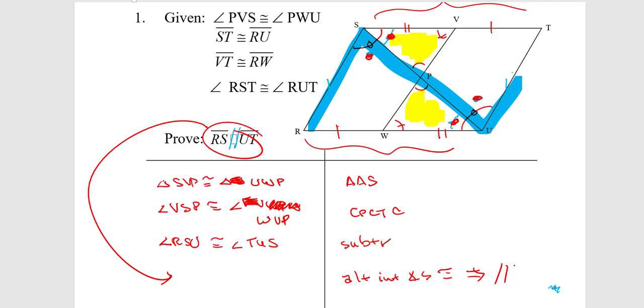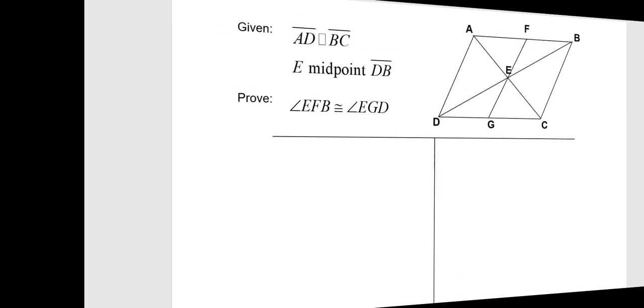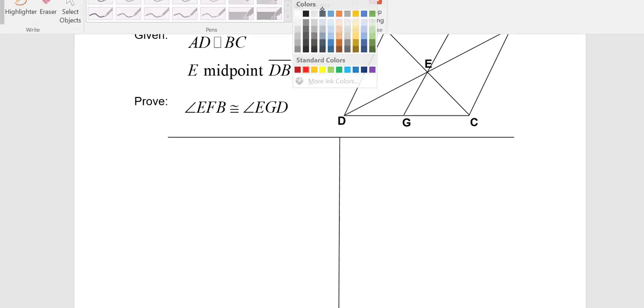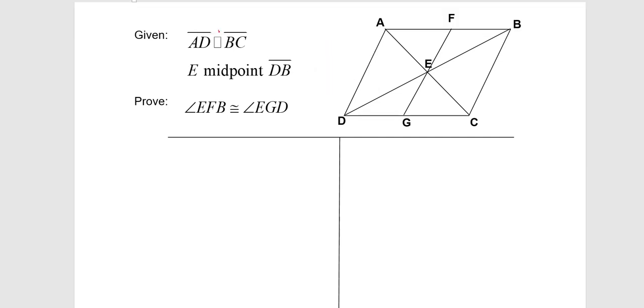Okay, so let's flip over to the back side of page 1 here, and let's take a look at another proof. Okay, we're on the back side here of page 1, and we're looking at another proof. I know this one's a pretty tough proof, so let's take a look at it. I know that I'm given these parallel lines. I know that AD is parallel to BC. And I know that E is the midpoint of DB, so I know that this is congruent to this.